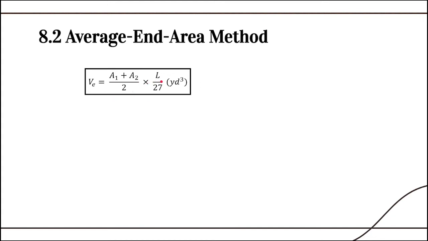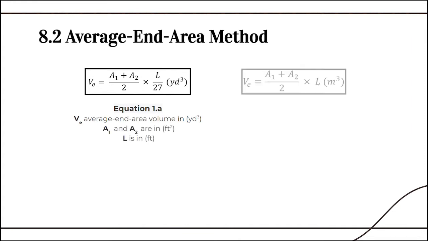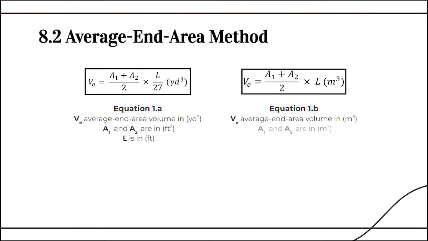L over 27. Equation 1.a is used when our VE, average end area volume, is in cubic yards, A1 and A2 are in square feet, and L is in feet. Another equation we can use is VE is equal to (A1 plus A2) over 2 multiplied by the horizontal distance L. This equation is used when our VE, average end area volume, is in cubic meters, A1 and A2 are in square meters, and L is in meters.